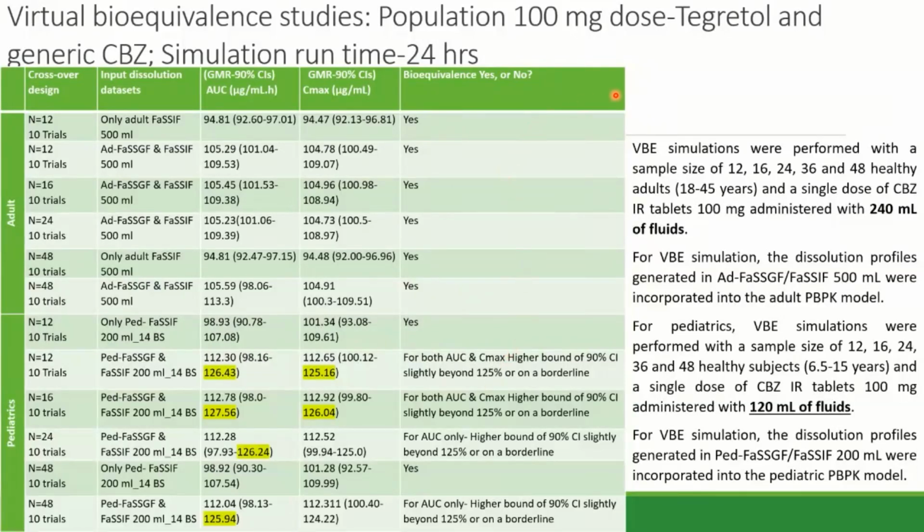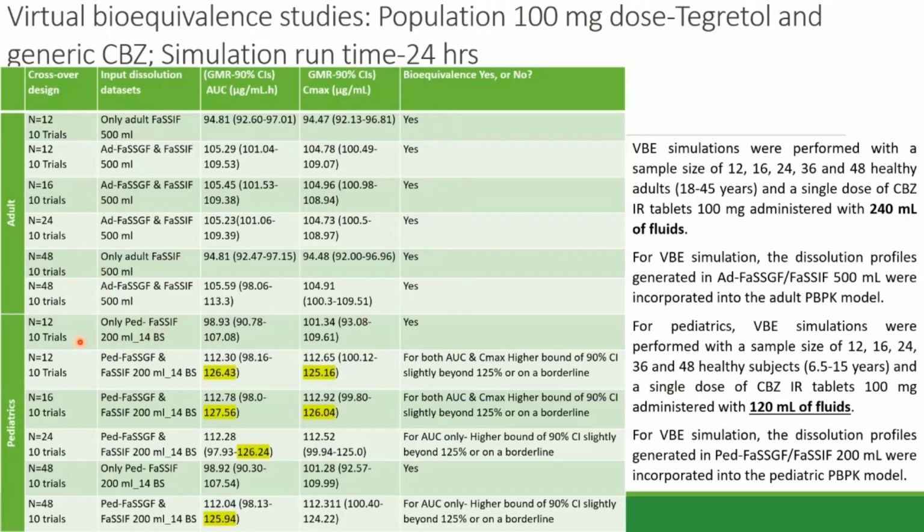Again, this is a very data heavy slide, and I'm conscious of time when I'm explaining this. So here we ran virtual bioequivalence studies. This allows you to input the dissolution data and run a virtual bioequivalence study that accounts for the variability in your population. So in our adult populations, when we integrated any of our 500 millilitres data to this, either using the intestinal fluid alone or a combination of the gastric and the intestinal fluids, we were meeting our bioequivalence criteria no matter the number of subjects or the number of trials.